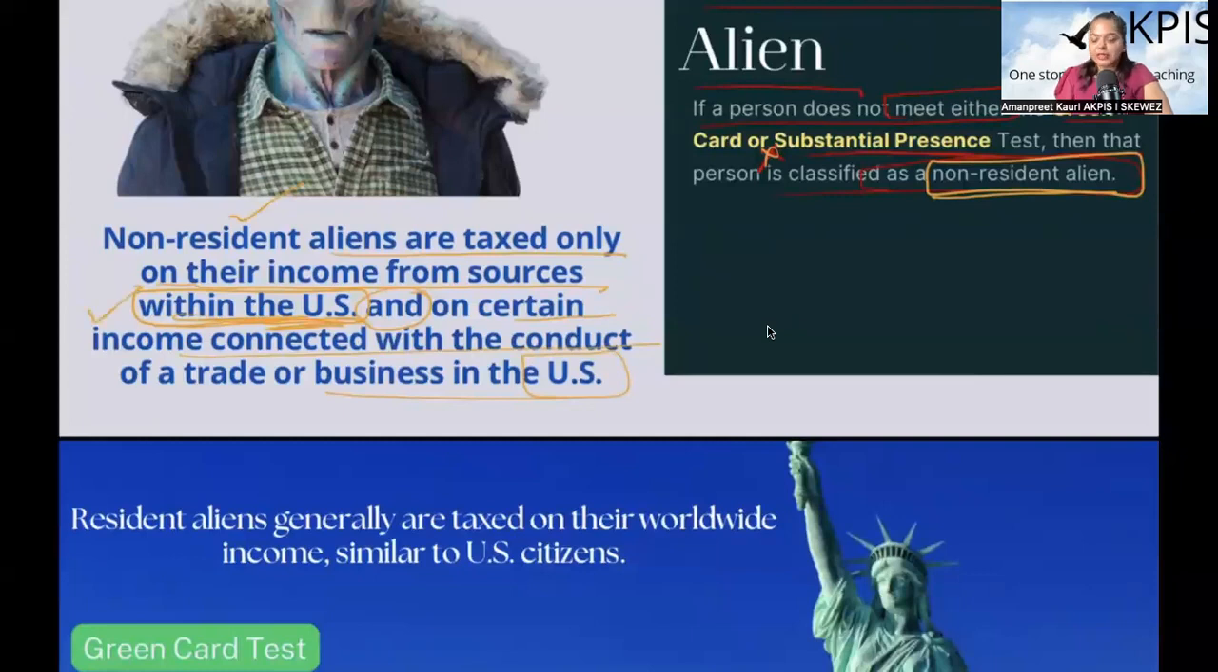Or apart from this, if they have their business connected with the US, on that very particular income, non-resident aliens are supposed to pay taxes not on, I repeat, not on worldwide income, but only on the income which is earned within the US or from the business which is connected with the US.